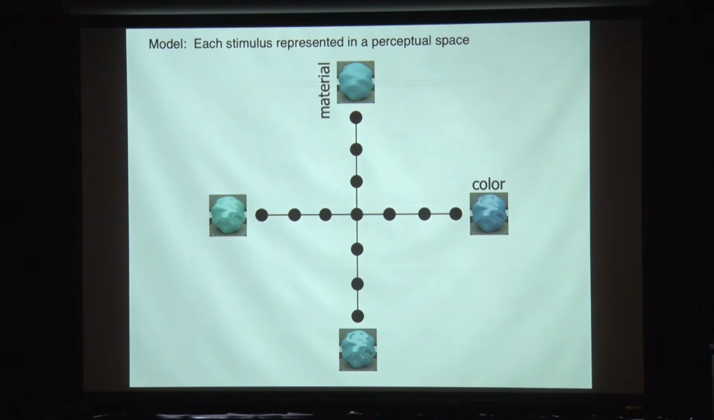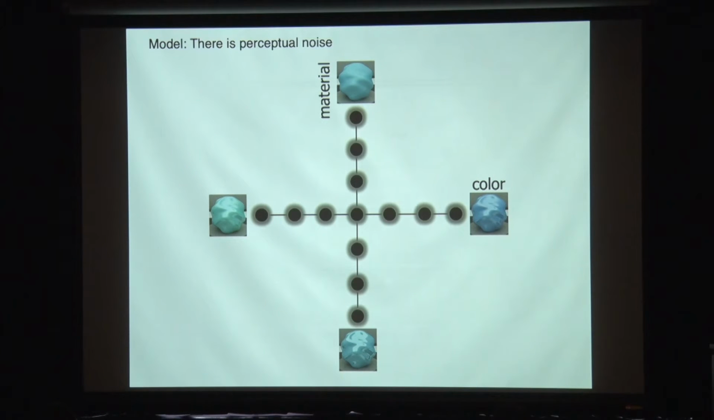So in our model, we say that each stimulus is going to be represented by a point in a perceptual space. We could imagine a color axis and a material axis, and we had these sets of stimuli, 7 by 7 stimuli. There'll be a color axis going this way, and a material axis, and these are meant to be perceptual representations. So we don't actually know that they are equally spaced, and we know that they're noisy.